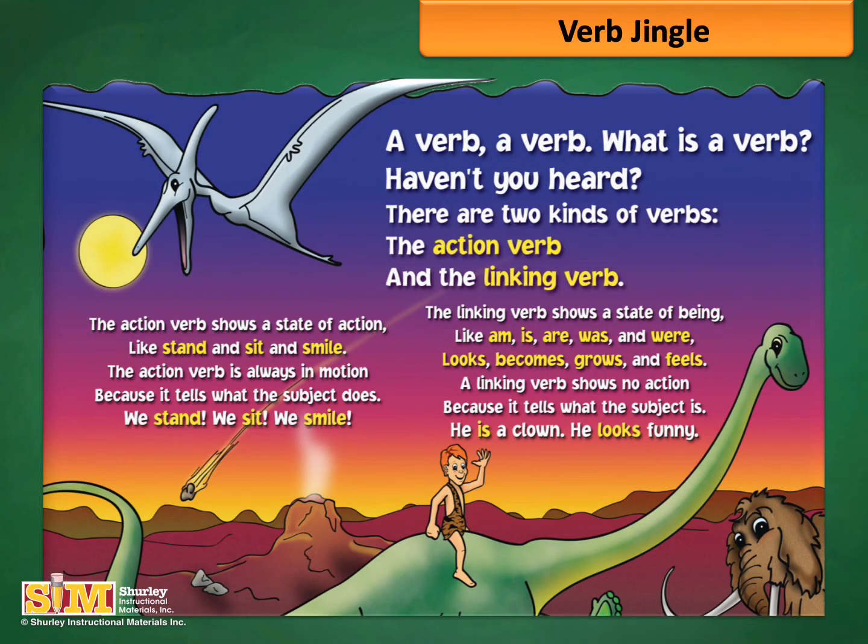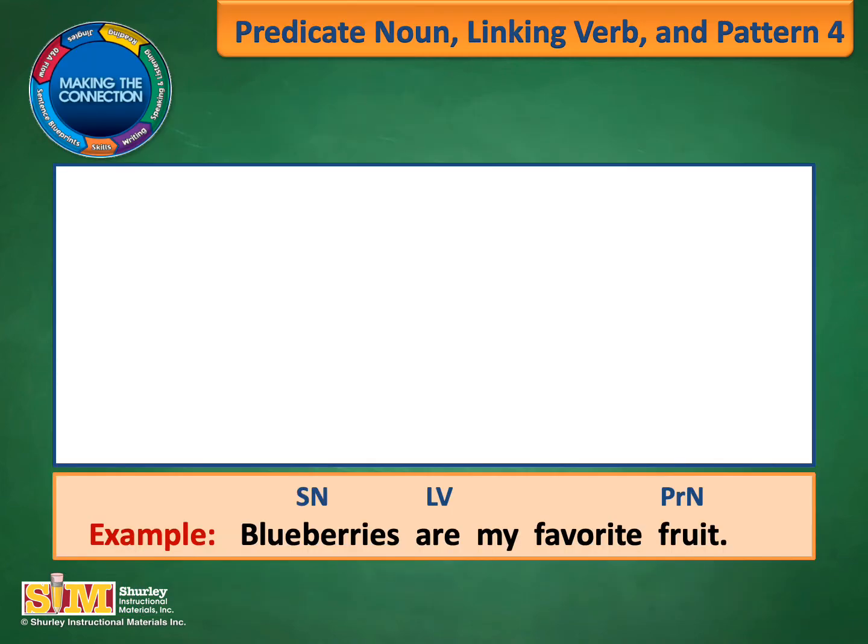You might want to ask your students to briefly review the 3rd stanza of the Verb Jingle. They've been reciting information about linking verbs since level 1, but Pattern 4 will be the first time they learn to apply the information. Some common linking verbs include am, is, are, was, and were, looks, becomes, grows, and feels. After jingle time, students will learn more about predicate nouns, linking verbs, and Pattern 4 sentences during the lesson.